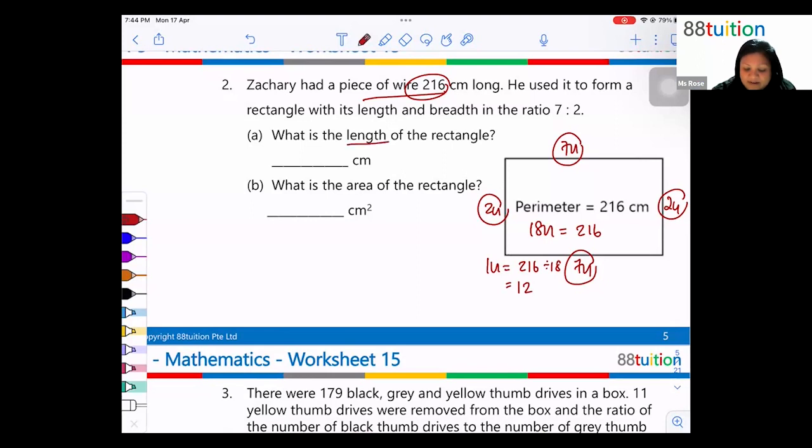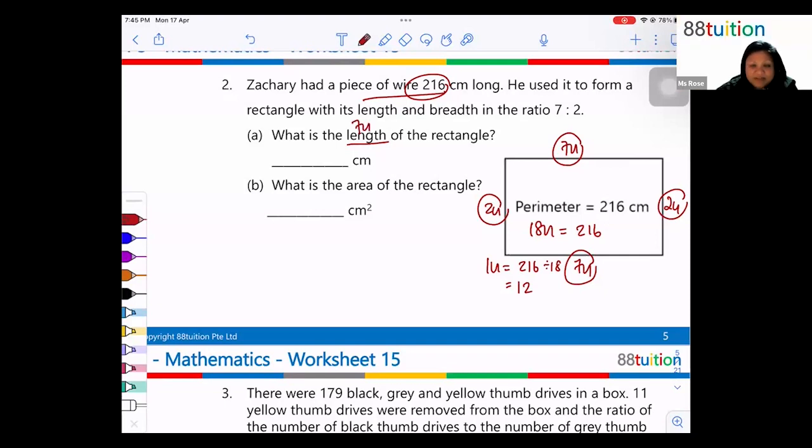So now let's ask someone else. Mia, what is the length of the rectangle? Yes, Tanishka, your answer for A is correct. What do you do to get the length? Very good, Tanishka. Yes, Davian, how do I find the length? 12 times 2. Which one is the length? The longer one or the shorter one? The longer one. Yes, the longer one is the length.